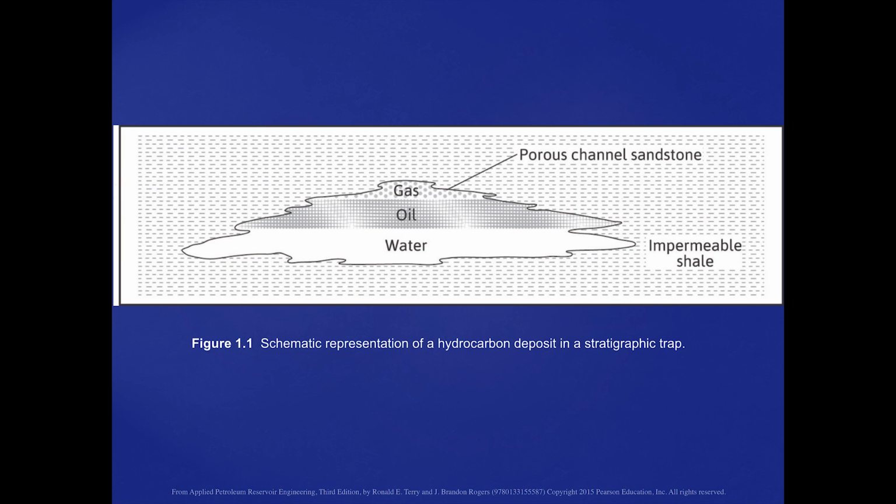This slide depicts the fact that sometimes we'll have water as an aquifer underneath a hydrocarbon deposit. Sometimes we'll find oil by itself, sometimes we'll find gas by itself, sometimes we'll find oil and gas with gas on the top of the oil surface.